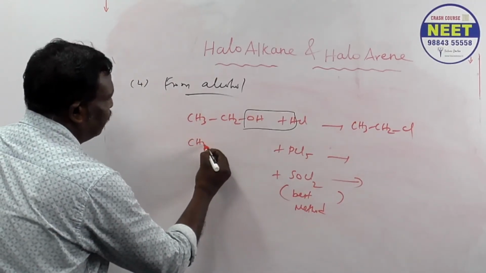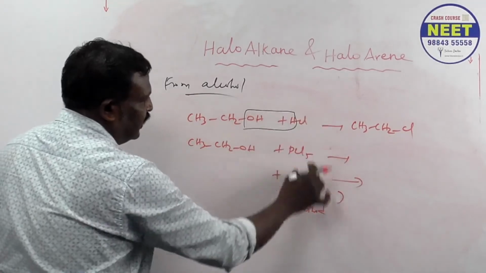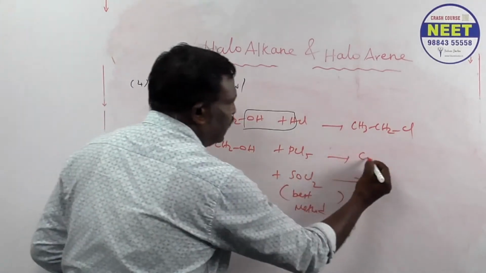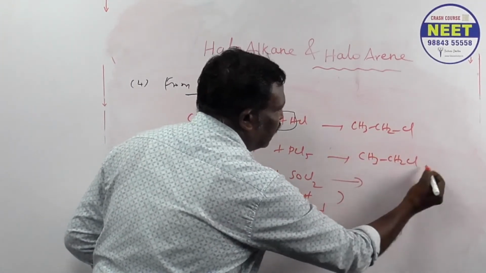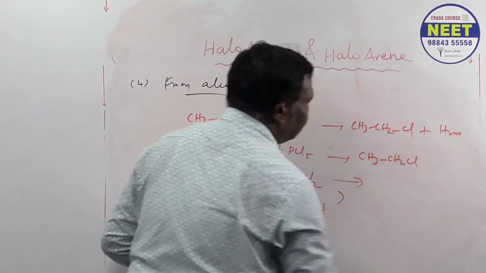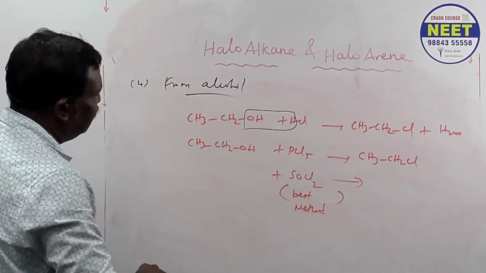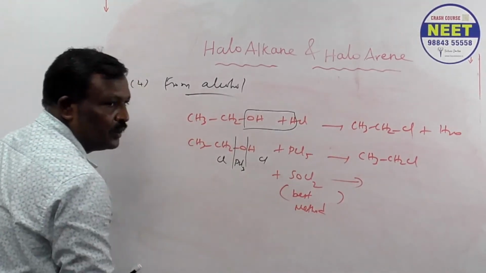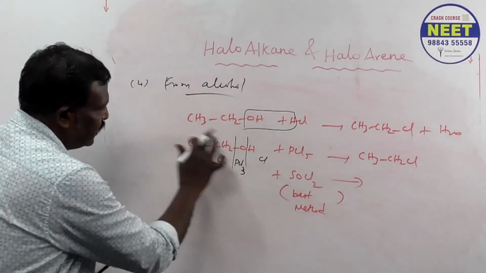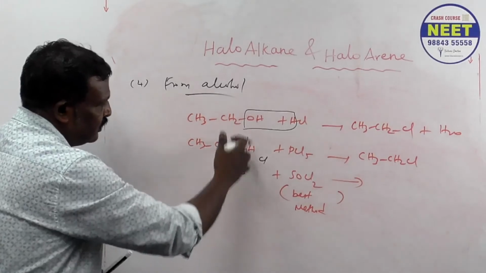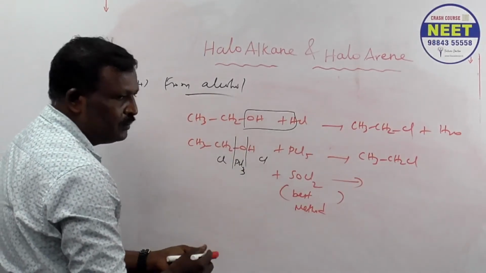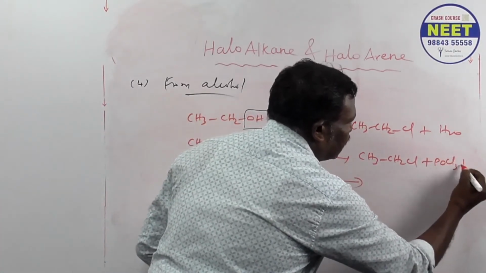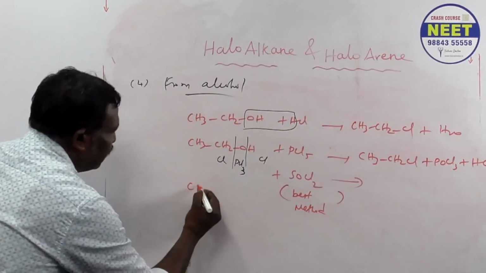Sir, I will write all these first of all. Copy them. All the reagents replace the OH group by halogen. CH3CH2OH with PCl5, you studied this. CH3CH2Cl plus POCl3 plus HCl. Understood?